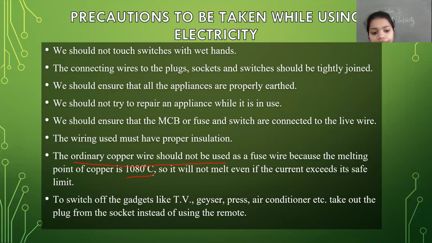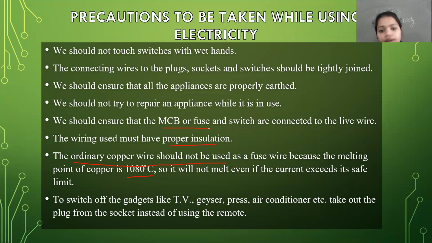Whereas the fuse wire, its melting point is 200. So it will melt quickly compared to the copper. And that is what we need in a fuse. So we have to take care that ordinary wire should not be used as the fuse wire. The next is proper insulation. When you are using wire, check whether it is having proper insulation or not. We should also make sure that MCB or fuse should be connected to the live wire.